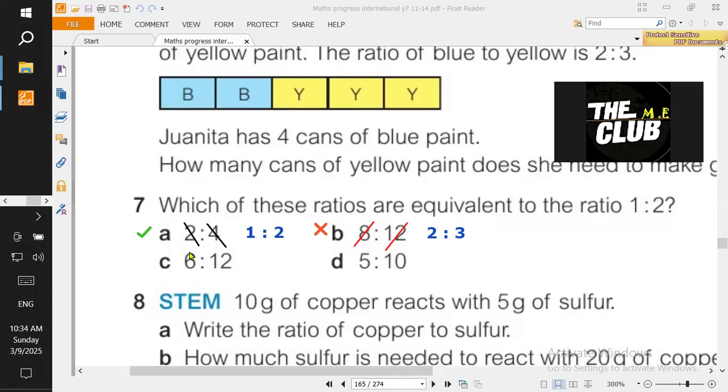The third one, 6 to 12, I'm going to divide by 6 and divide by 6. So when you divide by 6, the first one is going to be 1, and then 12 divided by 6 is going to be 2. So they are equivalent to 1 to 2. So this one is equivalent. And then D, same idea. I'm going to divide by 5 and divide by 5. So when you divide this by 5, it's going to be 1, and this by 5 is going to be 2. So it is equivalent to 1 to 2. This is the meaning or the idea of equivalent ratios. Now let's move on to the next question.